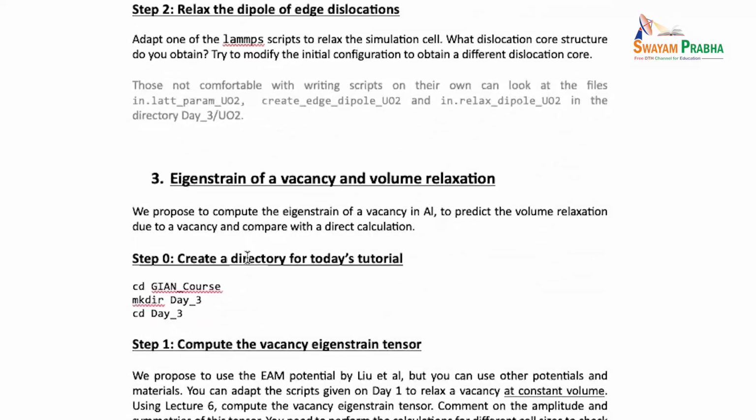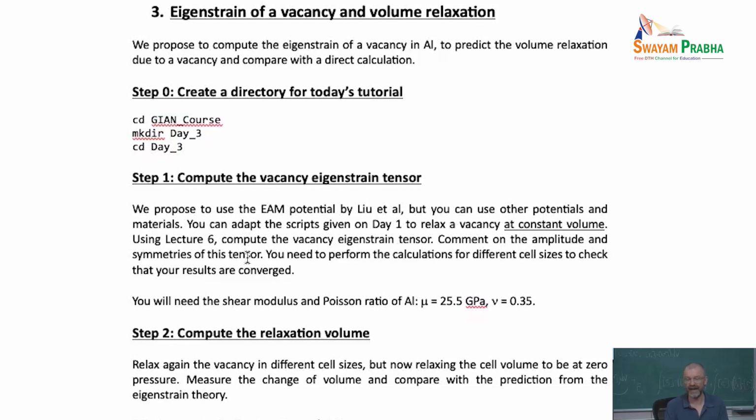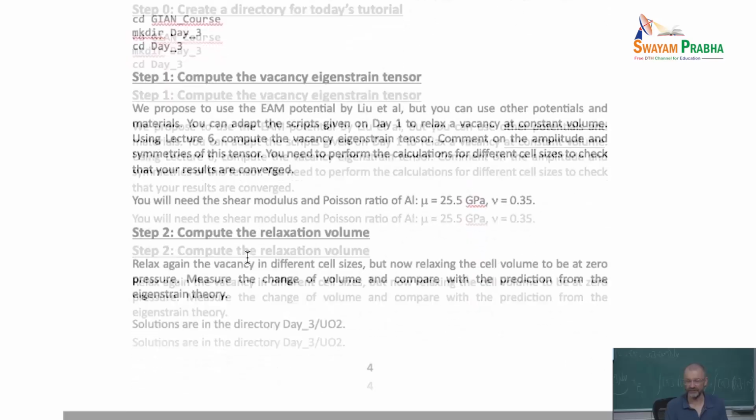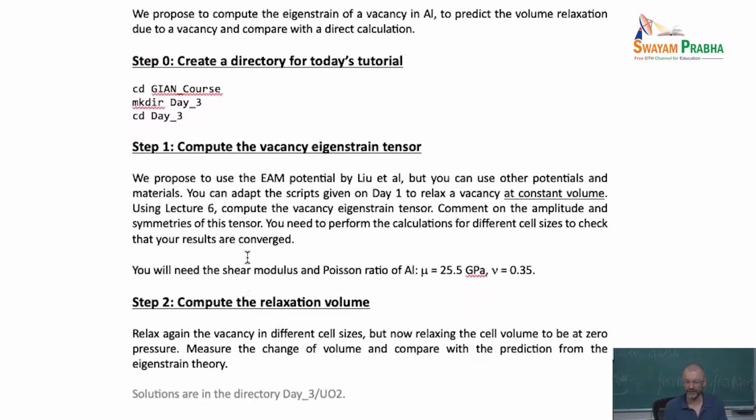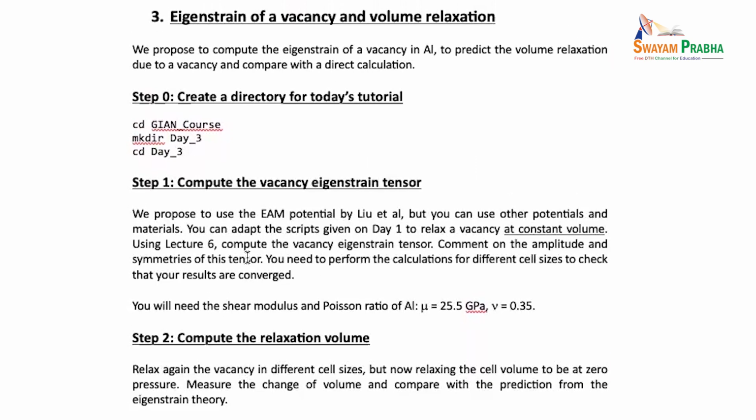The last example is related to what we talked about this morning: to compute the eigenstrain of a vacancy and the activation volume or relaxation volume. This is exactly what I showed you this morning. What is proposed here is just a vacancy in aluminum, as you have seen this morning, just for you to make sure that you can reproduce what I've done. And interstitials, you mean, or interactions?